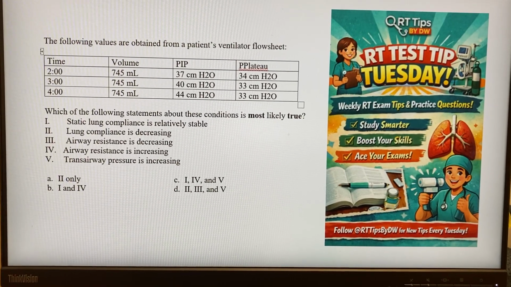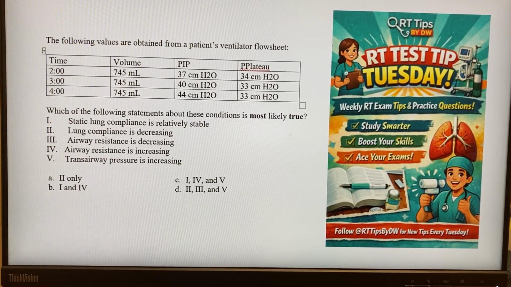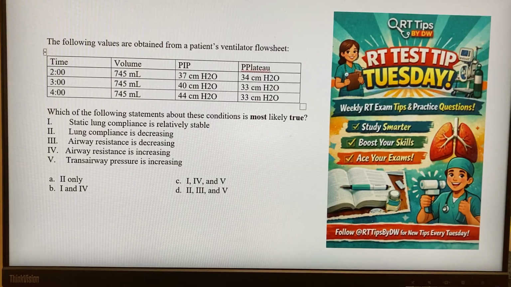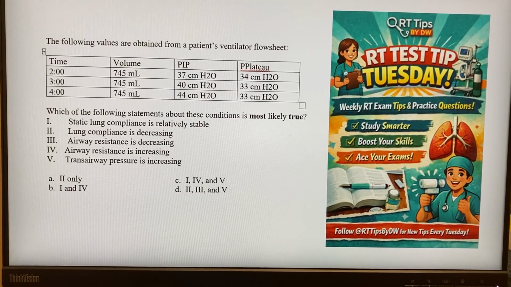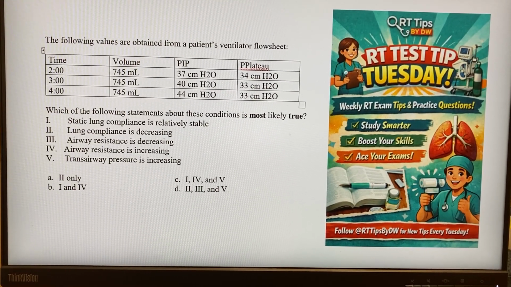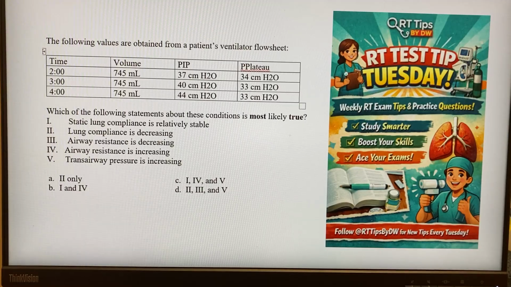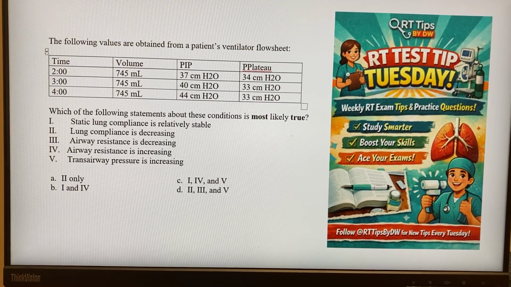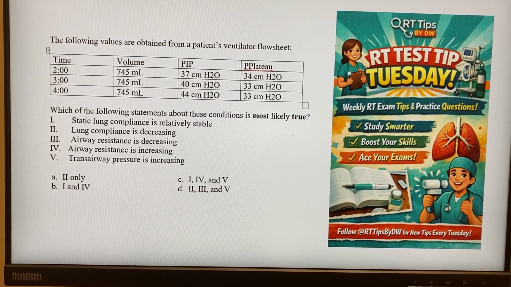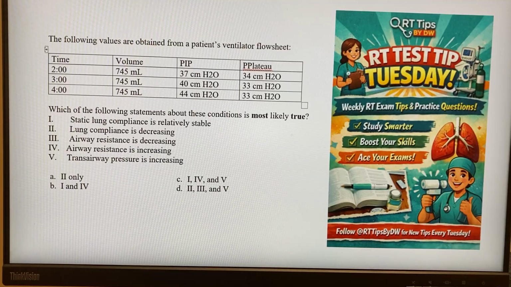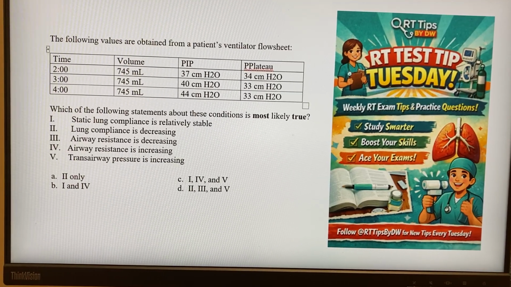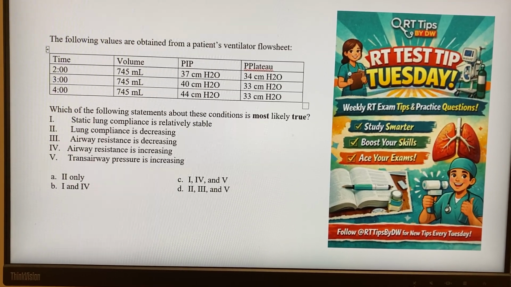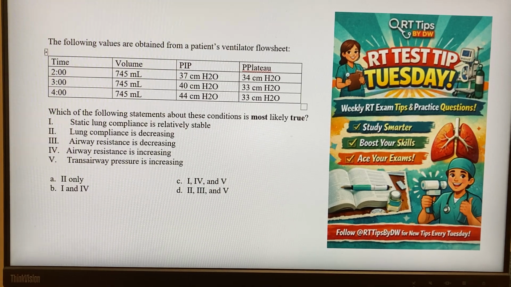So some other information that can be deduced from this is that we are in a volume control mode of ventilation. And if you think about the aspects of volume control ventilation, you remember that in volume control ventilation, volume is constant while your pressure is going to be variable. The opposite would be true if you're in pressure control. While pressure is constant in pressure control, your volume is variable.